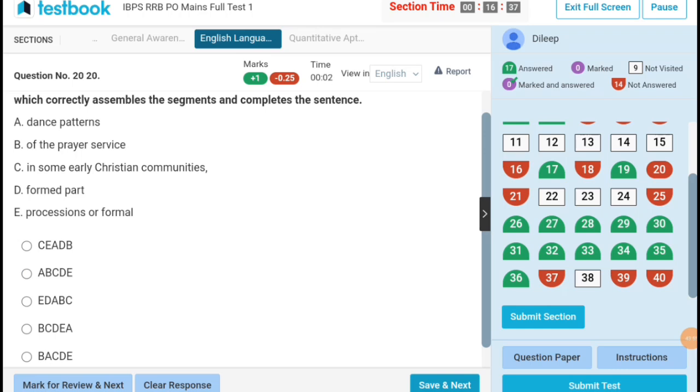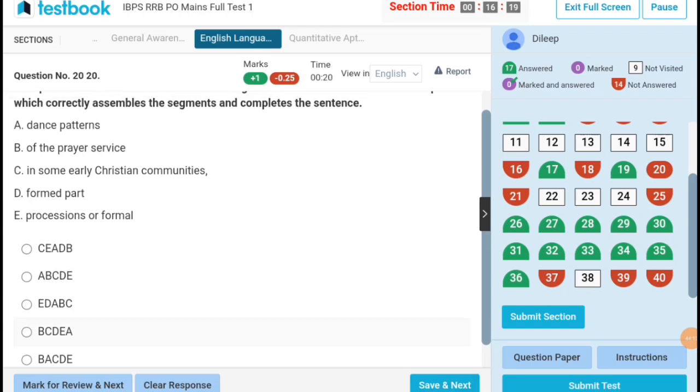Next, processions or formal dance patterns formed part of the prayer service in some early Christian communities.